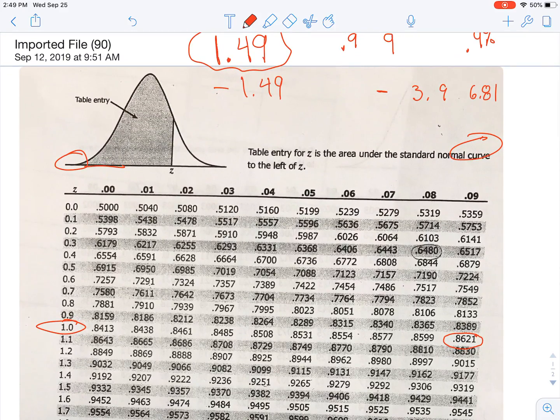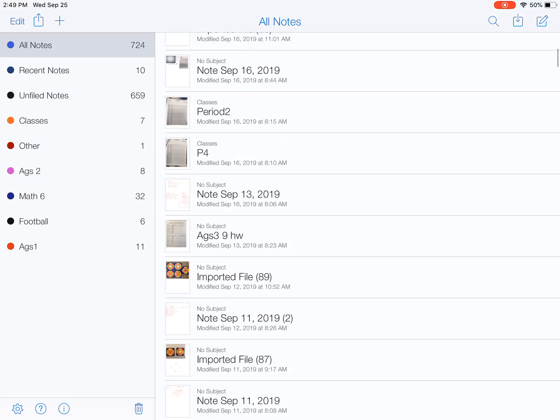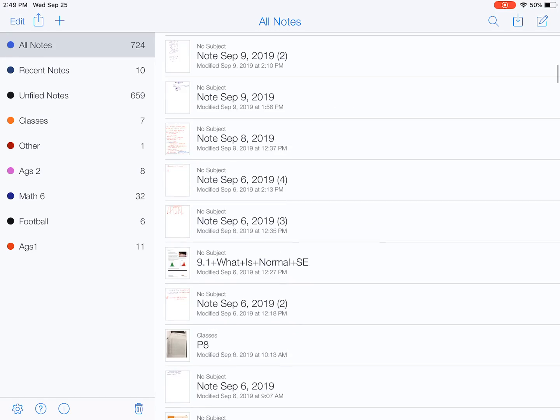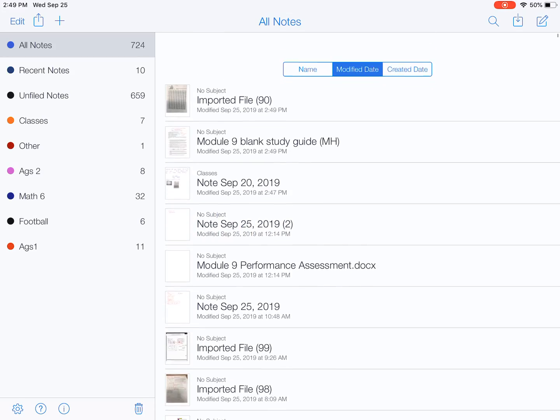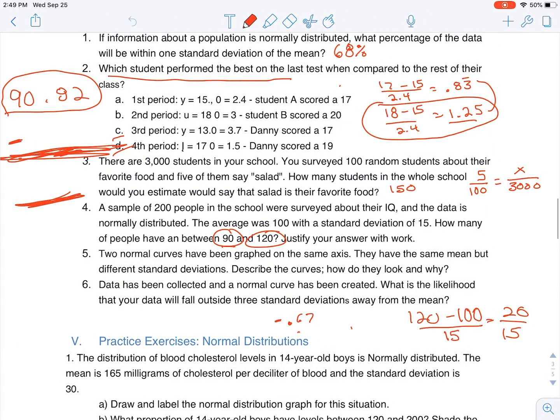That is a positive one. I'm not going to look too long, guys. I think you guys can do this, and if this problem confuses you, just ask me about it in class. But basically what you're going to do is subtract and get this percentage. And then whatever this percentage is, you need to take that percent of 200 because they're asking for the number of people in between 90 and 120.